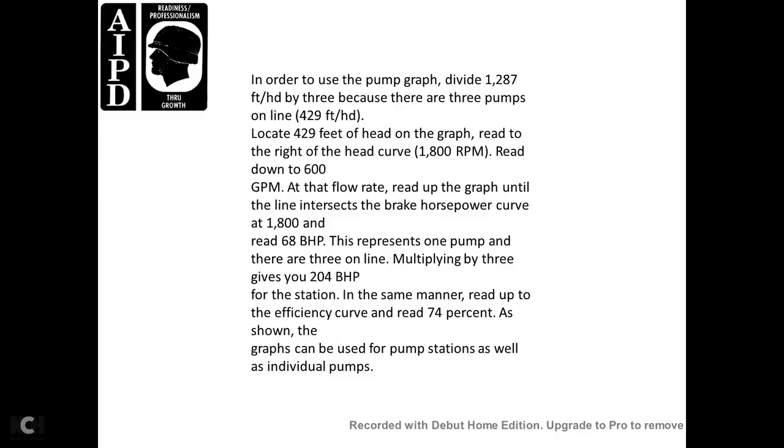In order to use the pump graph, divide 1,287 feet of head by three because there are three pumps on line, giving 429 feet of head. Locate 429 feet of head on the graph, move to the right to the head curve at 1,800 RPM, and read down to 600 gallons per minute at the flow rate. Read the graph until the line intersects the brake horsepower curve at 1,800 RPM and read 68 brake horsepower. That represents one pump. There are three on the line. Multiplying by 3 gives 204 brake horsepower for the station.